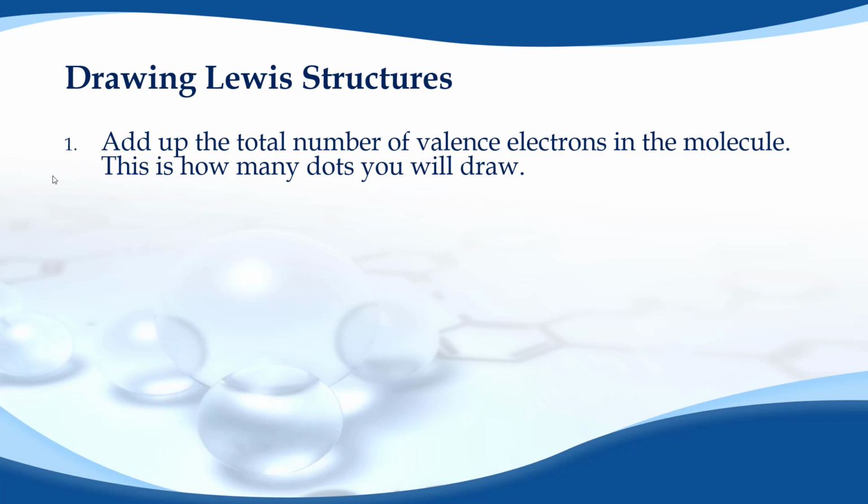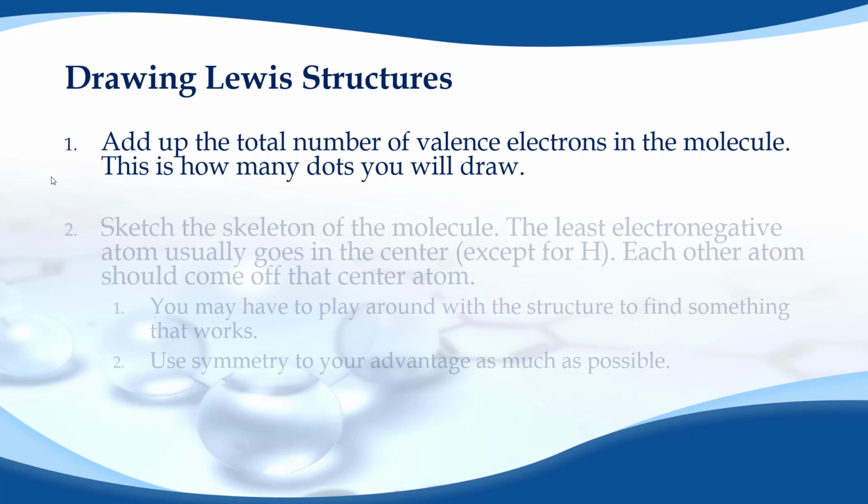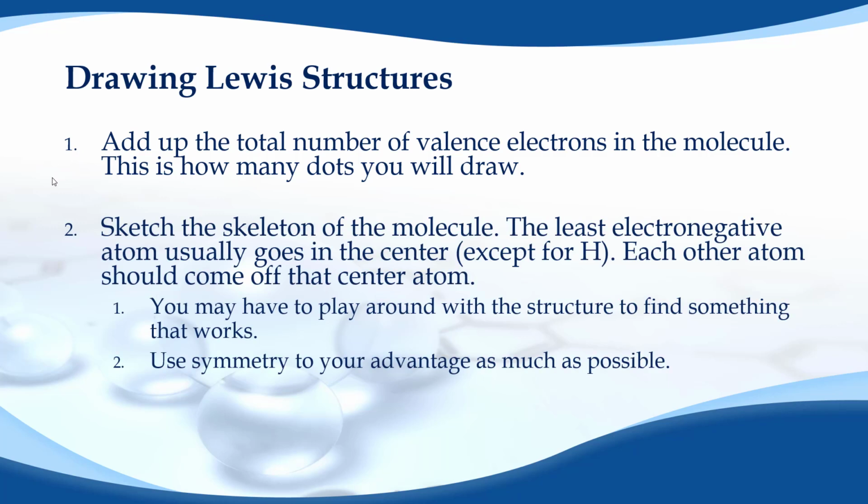Then after you figure out how many electrons you need, we're going to make a skeleton. All right, so we're just going to sketch a kind of prototypical skeleton. We're going to put the least electronegative atom in the middle, except for hydrogen, because hydrogen only forms one bond. And every other atom will go off of that central atom. A couple of things you may want to use to help you. Symmetry. As much as physically possible, simple molecules want to be symmetric. Right, so use that to your advantage when making a skeletal structure.